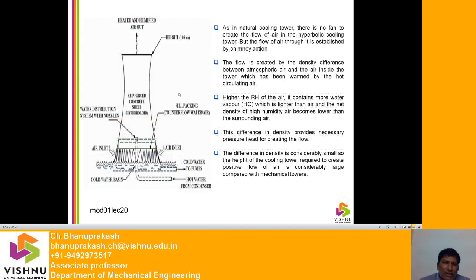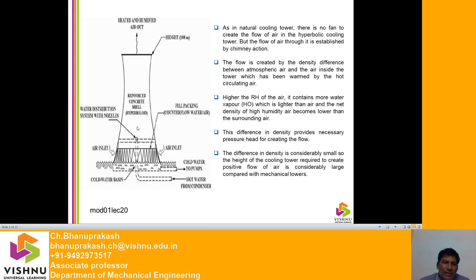Now, as in the natural cooling tower, you can see here we are not using any motor or any pump, because the water gets cooled naturally. So how will it be cooled? Due to the density differences. Also, one of the important points is that the flow of air through it is by the chimney action. The flow is created due to the density differences between atmospheric air and the air inside the tower, which has been warmed by the hot circulating water.